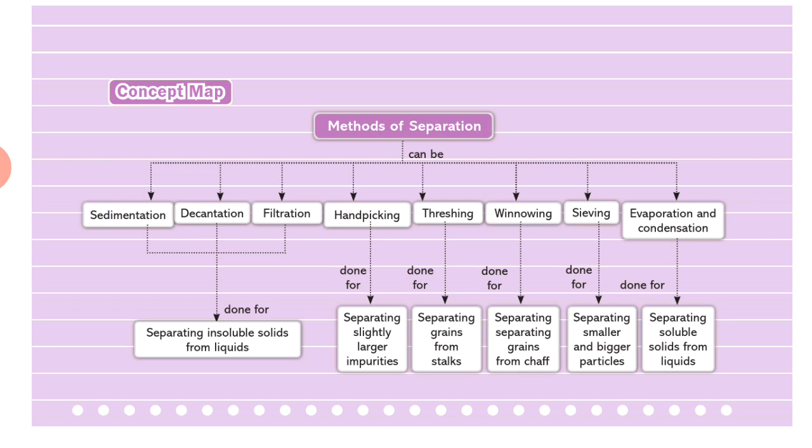Decantation is done for separating insoluble solids from liquids. Handpicking, separating slightly larger impurities. Threshing, separating grains from the stalk. Winnowing, separating grains from the chaff. And sieving, separating smaller and bigger particles. And evaporation and condensation, separating soluble solids from liquids. Got it, dear students?